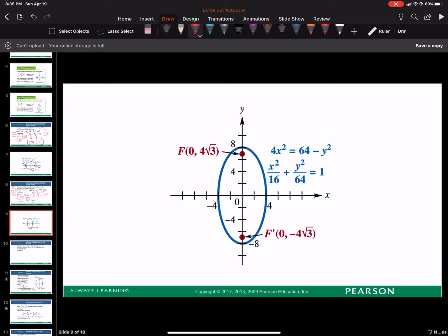So, like we got, see, here would be what? This would be your 8, 0. Oh, 0, 8, sorry. This is 0, 8. This one right here would be what? Your 0, negative 8. This right here would be your 4, 0. This one right here would be your negative 4, 0.